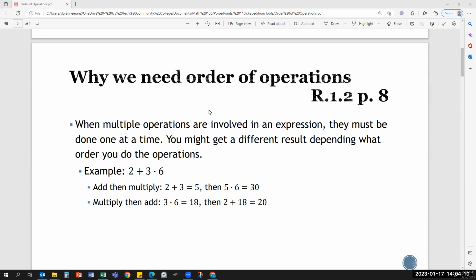So if we have 2 plus 3 times 6, if you add and then multiply, you take 2 plus 3 and get 5. 5 times 6 is 30. If you multiply and then add, you would take 3 times 6 is 18, and then 2 plus 18 is 20. Two different answers, only one of them is correct. We want expressions to have a single answer. We don't want it to be ambiguous, that it could be multiple different things.